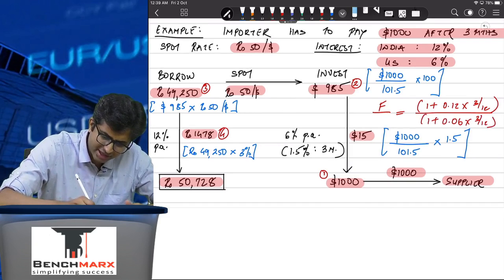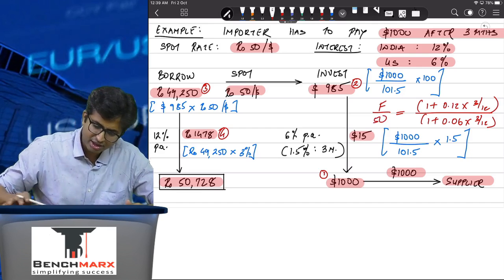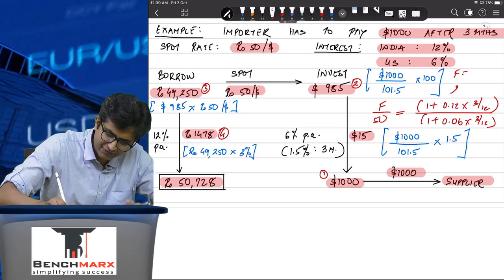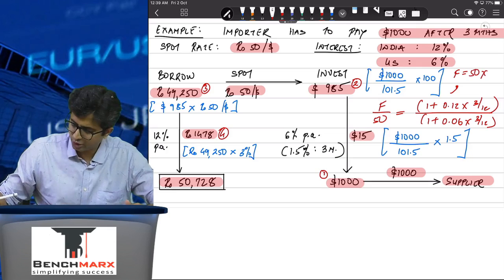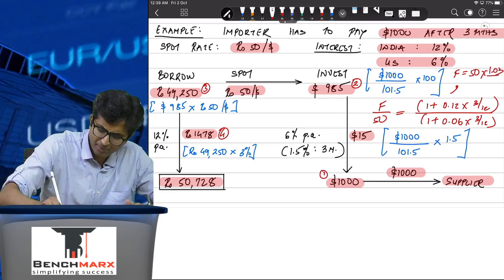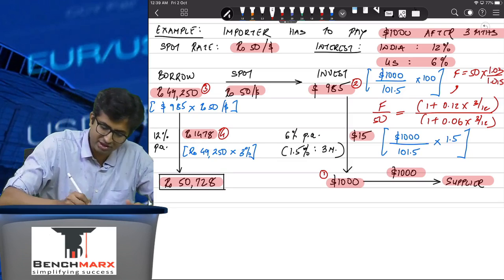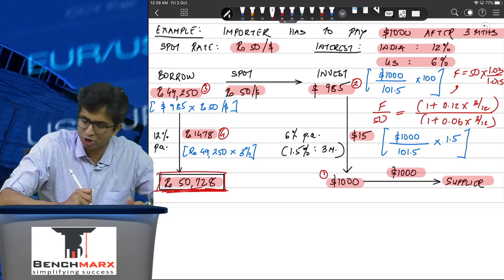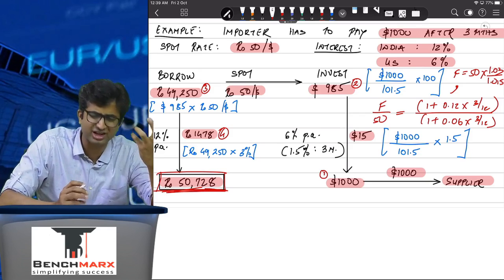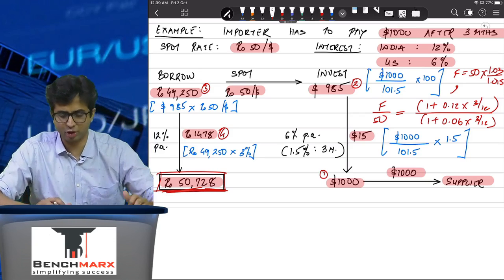Achha, this S is 50 per dollar, and hence if I were to multiply this, how will this look? F is equal to 50 into 1 plus 0.12 into 3 by 12, that's 0.03. This is 1.03 upon 1.015. So this is 50 into 1.03 upon 1.015. That is 50.73, and if you go to see, this is exactly that same number, $1,000 into 50.7389, and you are getting almost that same number. So the transaction effectively gets done at the theoretical forward rate under money market.